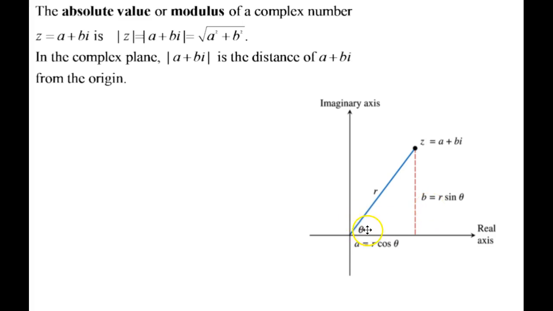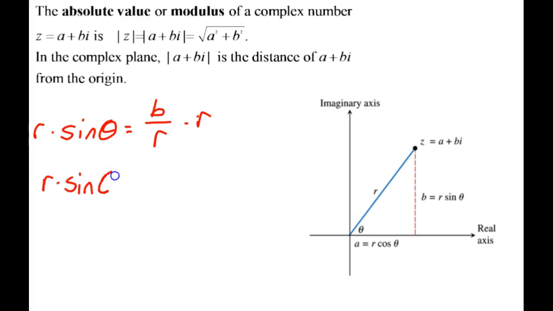Well, since we have a right triangle, we can use SOHCAHTOA. So if I have my angle theta, I know it's the opposite over the hypotenuse. So the sine of theta is going to be equal to the opposite, which was length b, the imaginary portion, over r, representing the radius of this right triangle. Now, if I wanted to get b isolated by itself, I would multiply r to both sides of the equation. So we get r times the sine of theta is equal to b.